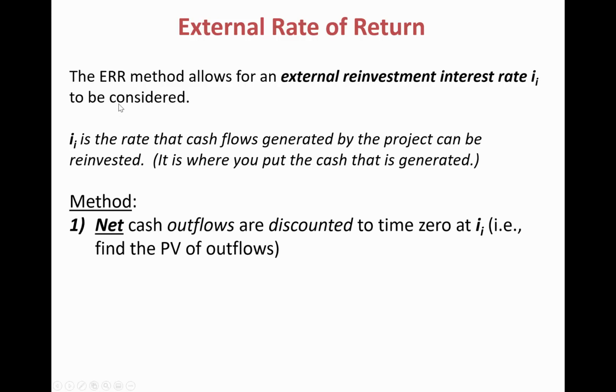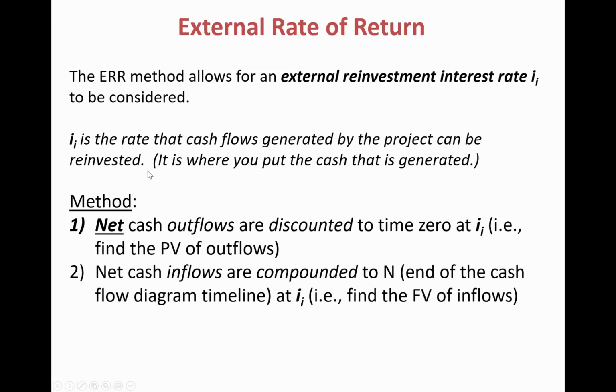So here's the method to calculate the external rate of return. You're going to put together a cash flow diagram, and from that prepare a cash flow table. You've done that. Cash flow table: year, amount, right? All of the net outflows, so anytime you pay money, those outflows in the future are discounted to time 0, and the rate that you use is i sub i. So you're using the external reinvestment rate to discount outflows to the present.